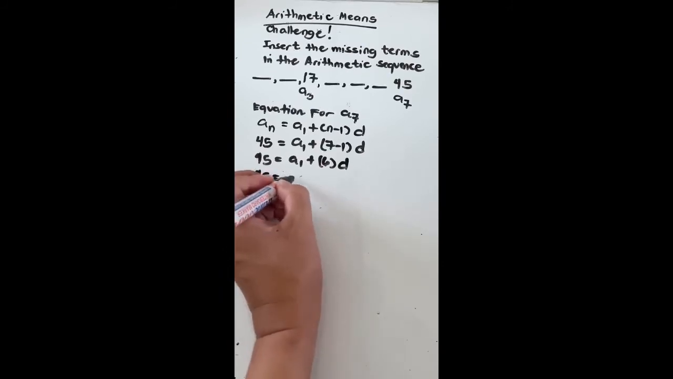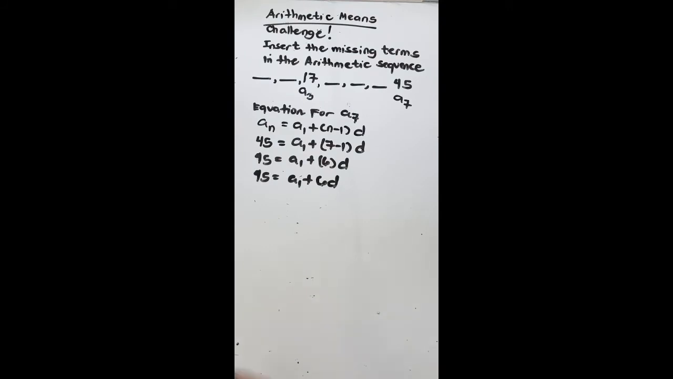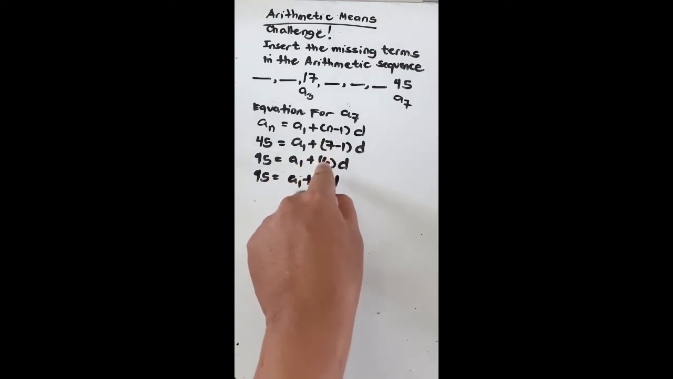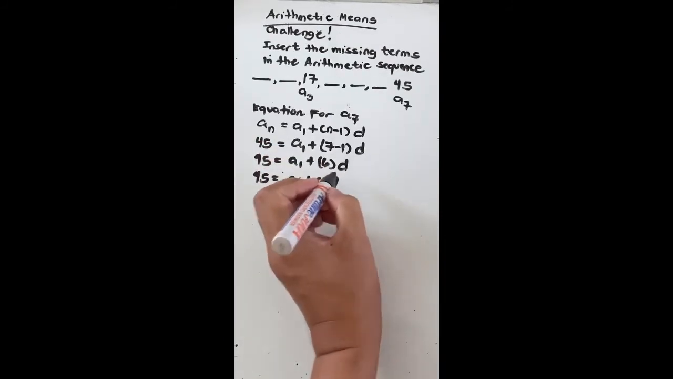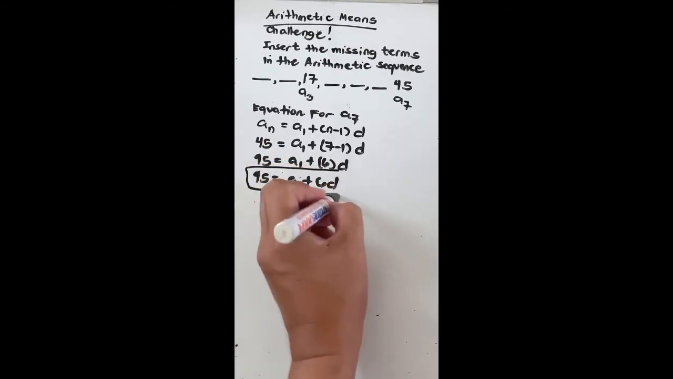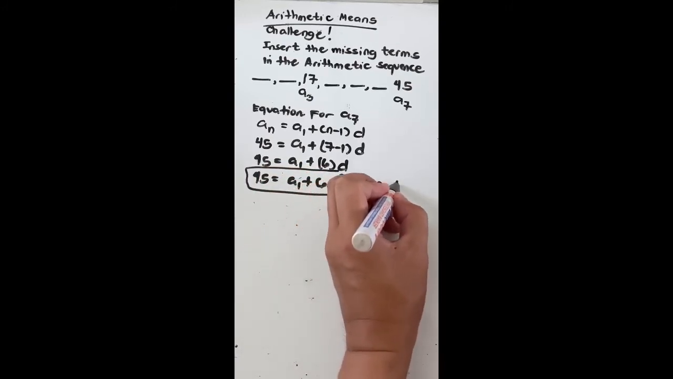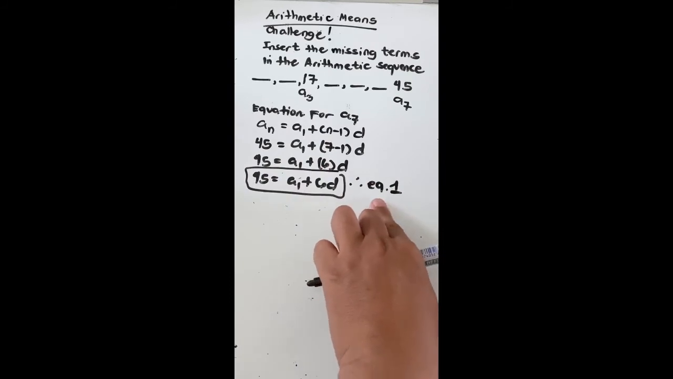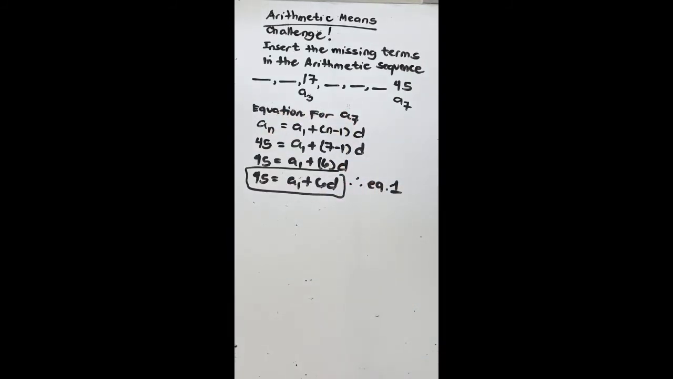We get this one. Okay, so 7 minus 1, 6. 6 times d, 6d. So we got 45 is equal to a sub 1 plus 6d. So this equation that we got is our equation for the a sub 7. Okay, so what would be the next?